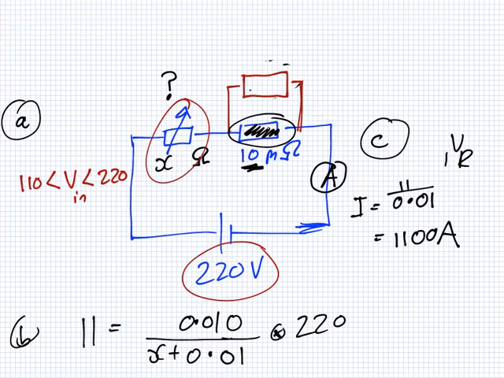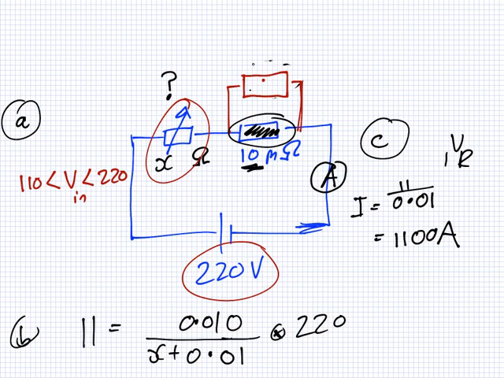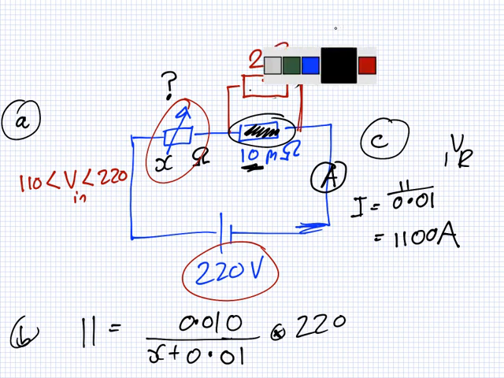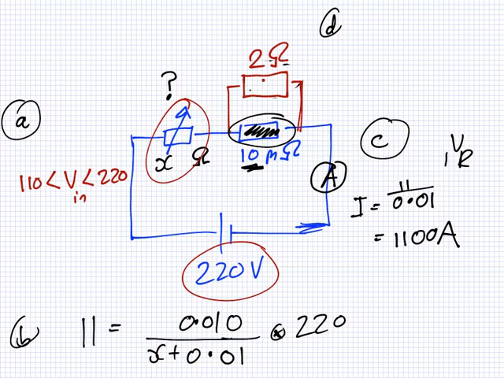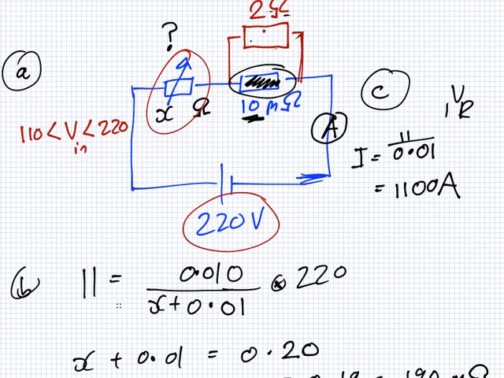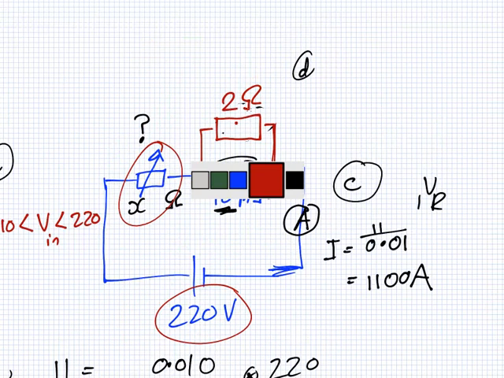But then this resistor is quite large that you've now connected at the end. By large in this example I mean 2 ohms. So let's imagine now we connect a 2 ohm resistor. So for part D, I want to know what is the voltage here in part D. Okay, so we want to know what is the voltage here.